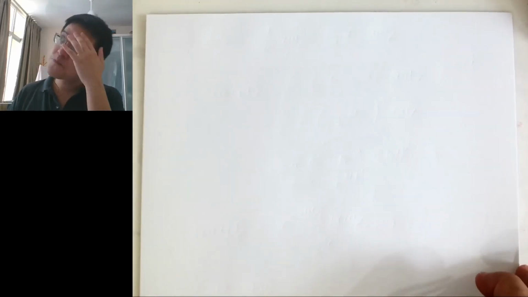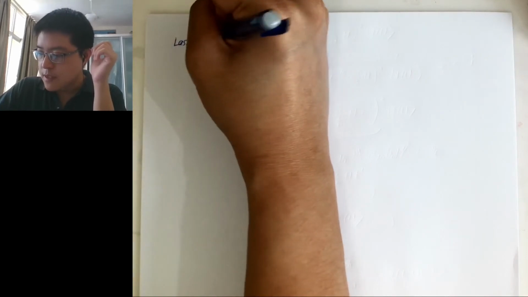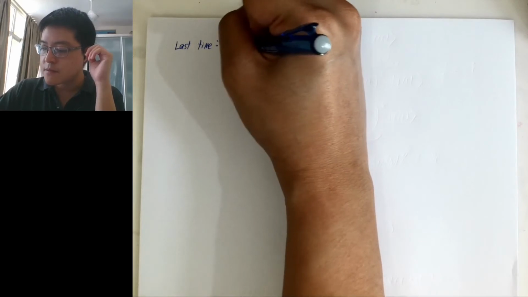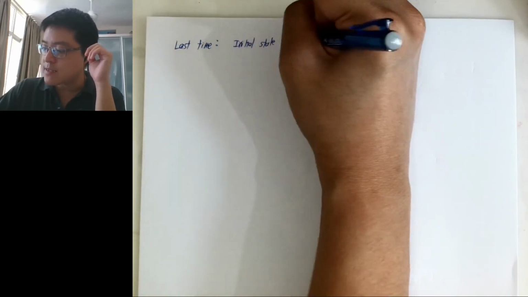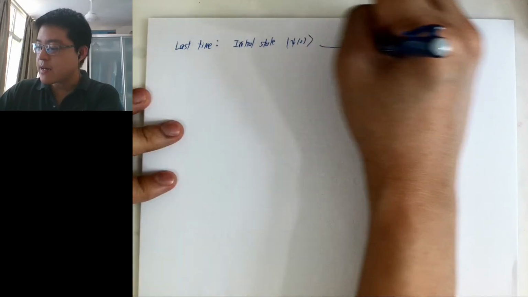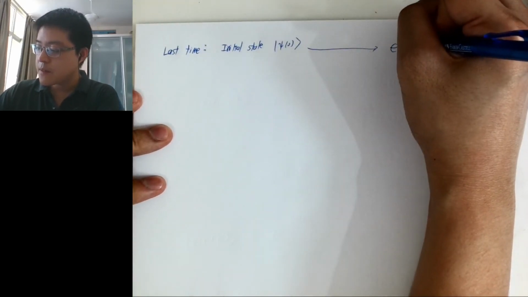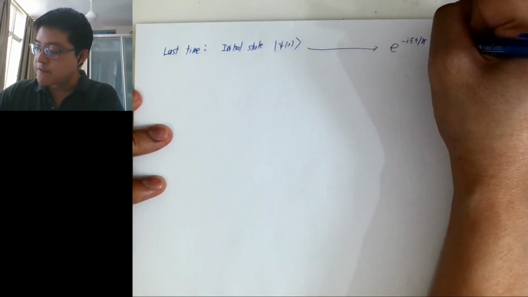Okay, and to do this, should I mention this? Let's mention this. Last time, when we got the initial state, let's say psi at time 0, then at time t it becomes e to the minus iEt over h bar of this initial state.